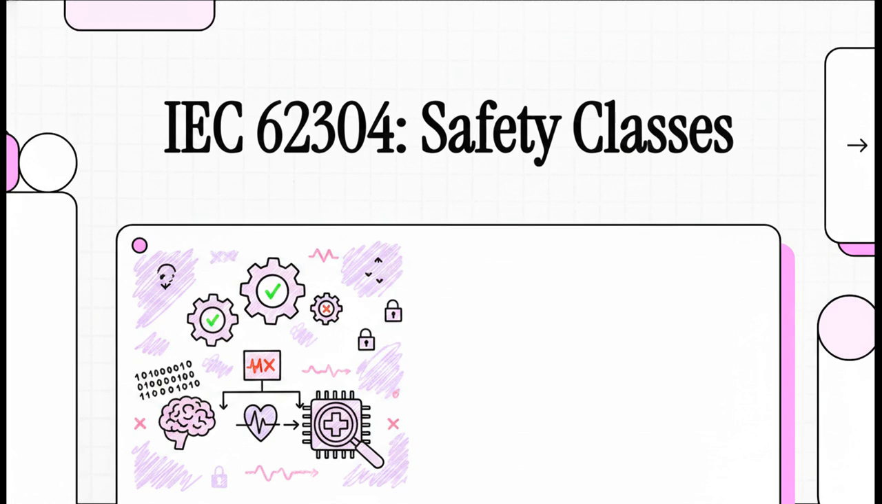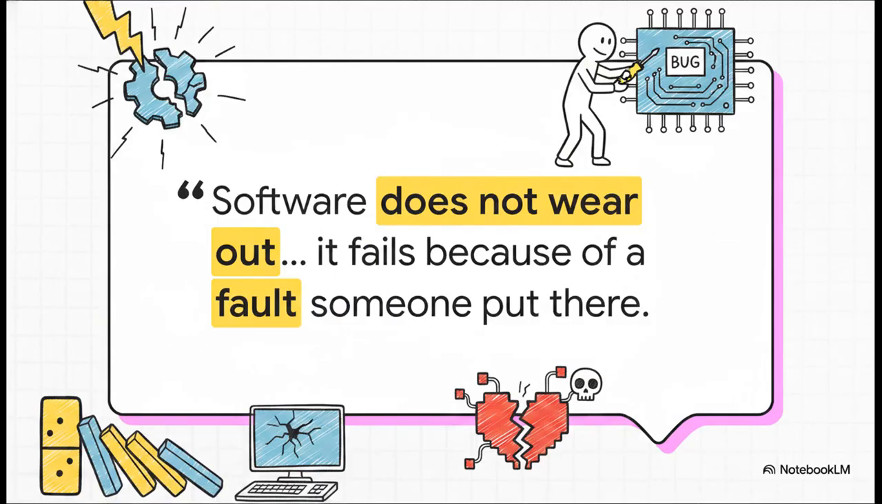Today, we're going to break down the strict rules of software safety classification and uncover the hard truths about what it actually takes to prove your software is safe. Okay, let's kick things off with a premise that is honestly kind of terrifying, but absolutely foundational. Ready? Software does not wear out. It fails because of a fault someone put there. Think about that for a second.